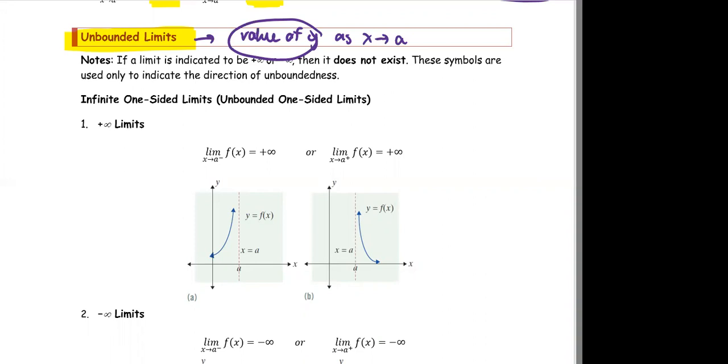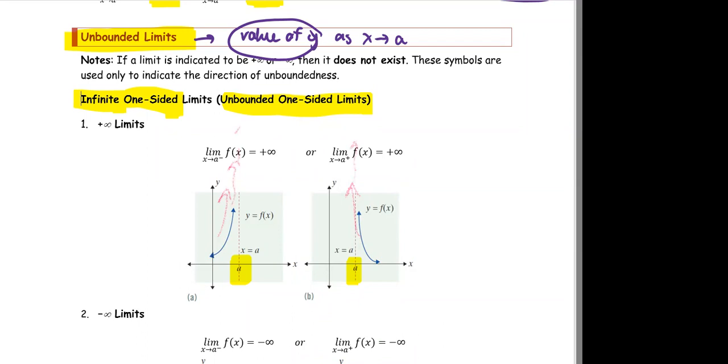For this concept, we look for the infinite one-sided limit. One-sided limit, but infinite. Another way we say it is unbounded one-sided limit. In a graphical way, as x approaches a certain number, either from the left side or the right side, the function value approaches positive infinity, or grows without bound. So that means if you keep going, you're going to have the graph keep rising all the way up.